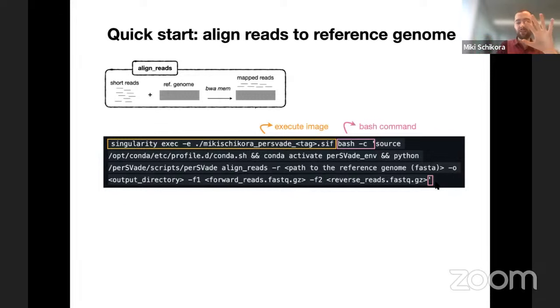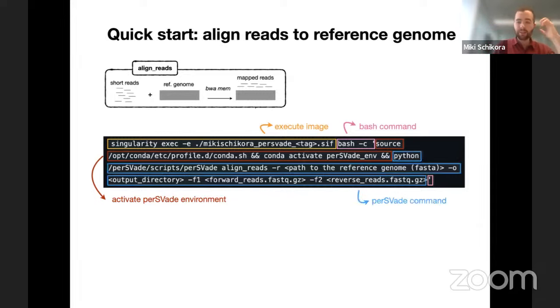And this bash command has 2 main things. The first is the activation of the PerSVade environment. So basically, you source the conda profile that is inside of the singularity image, and then you activate the PerSVade environment. This is the one that you will need to be using. And then in a second step, you run the PerSVade command.